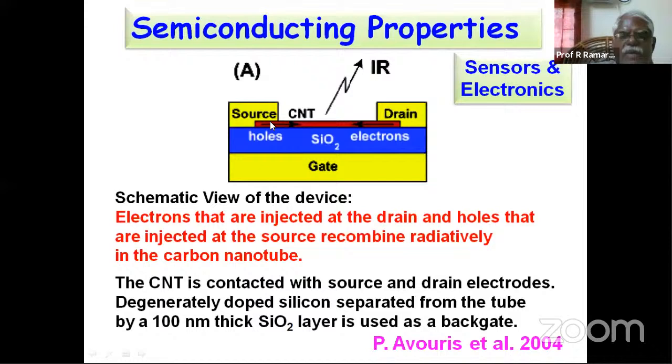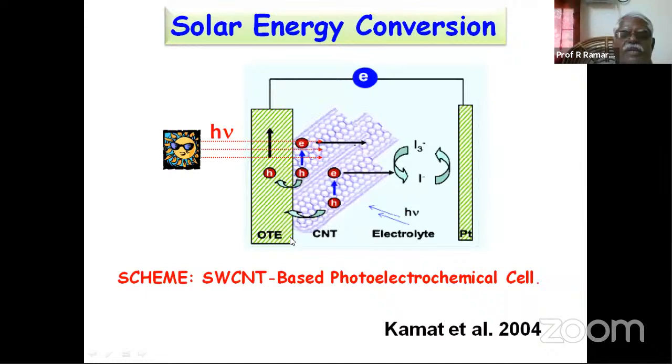Your carbon nanotube is here, nano size. You pass electricity here, it produces an infrared signal. This infrared signal will hit your TV and operate it because there is a sensor, a detector that will activate, okay? This is again sensor and electronics, okay? And the same carbon nanotube, put it on the electrode, irradiate with sunlight, that produces electricity, solar energy conversion, electronics everywhere. Okay, now let me get into biological recognition.